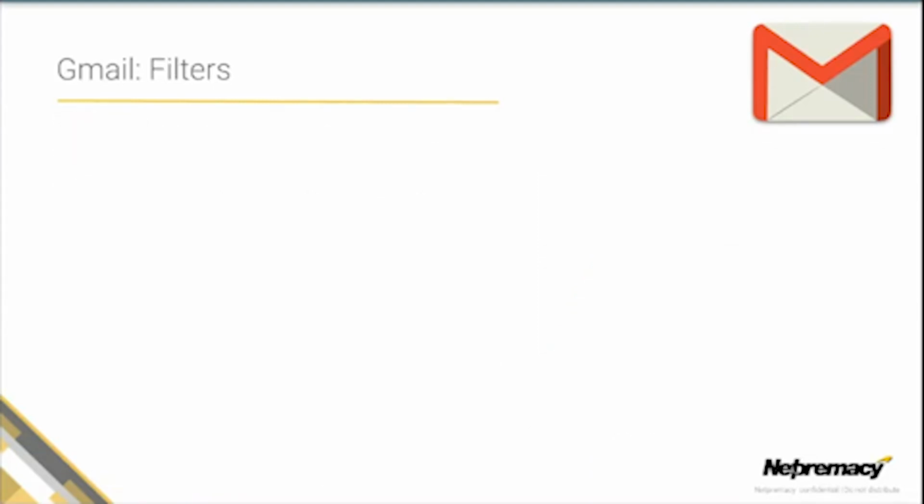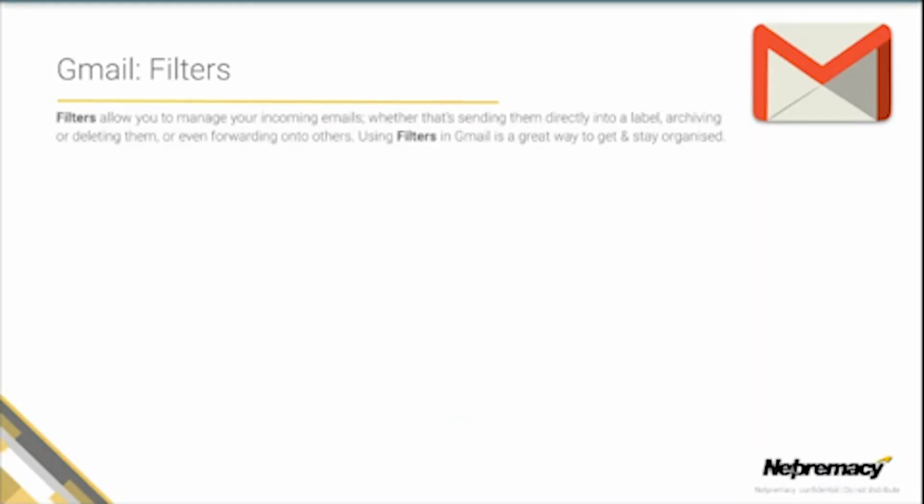All right, now we're going to look at our Gmail filters. Filters in Gmail allow you to manage your incoming emails, whether it's sending them directly into a label, automatically archiving them, even forwarding those emails on to others. You can use filters in Gmail as a great way to stay organized. So we're going to go through that together now.